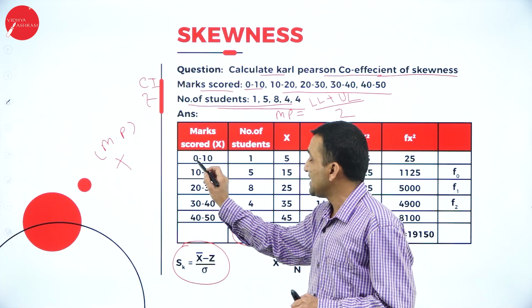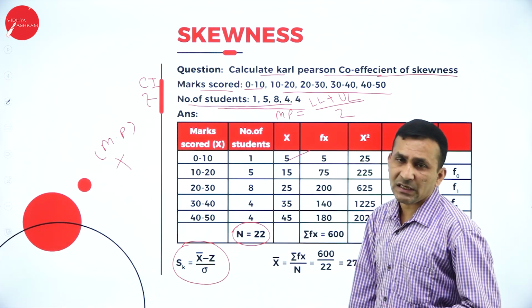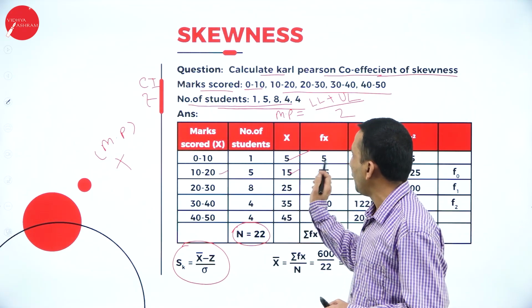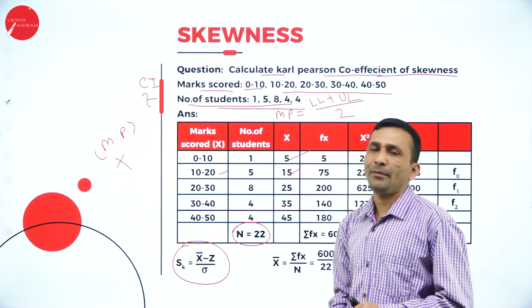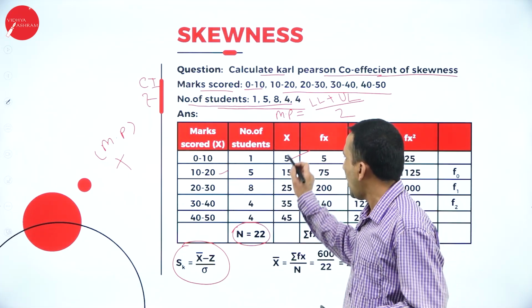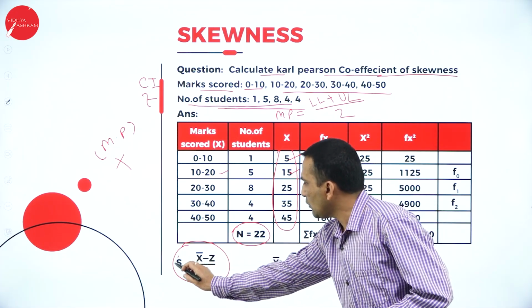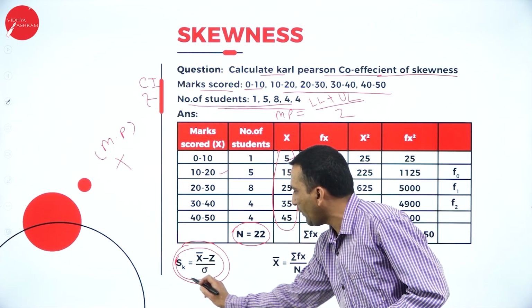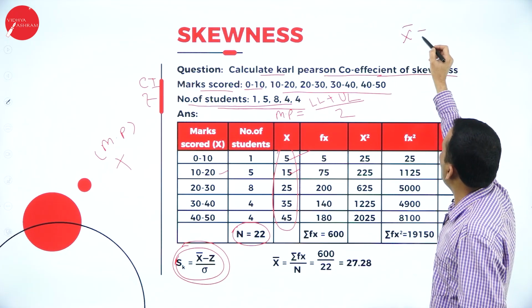So lower limit 0 plus 10 divided by 2, 5 we are getting as x for the first class. Second class we are getting 15. How are we getting it? 10 plus 20 is 30, 30 divided by 2 is 15. Like this, after getting the x values, now you have to observe very carefully whatever is required in this formula. Now the x bar value, how are we getting it?